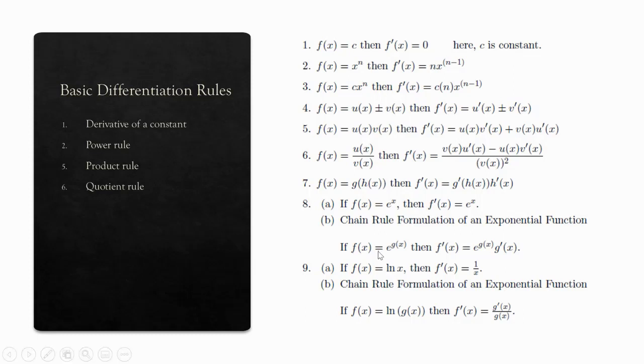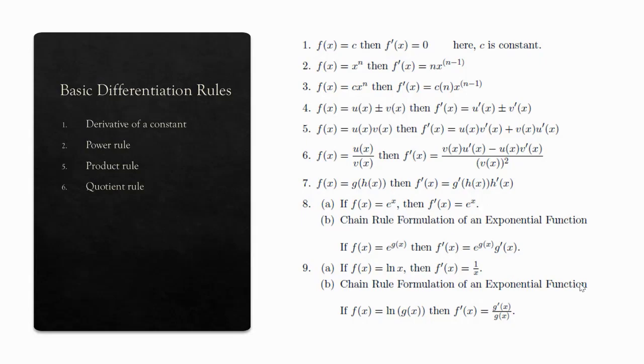And then down here for 8b, it's just a chain rule with an exponential function. Something that I always get confused is taking the integral of an exponential function and trying to differentiate an exponential function. So make sure you're multiplying by the derivative of the exponent, not dividing.